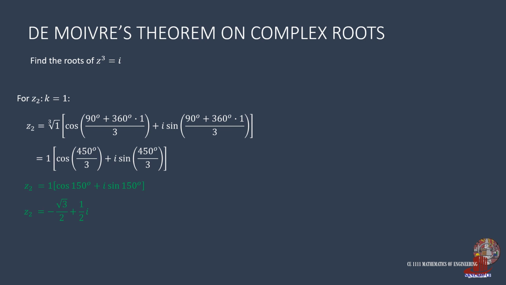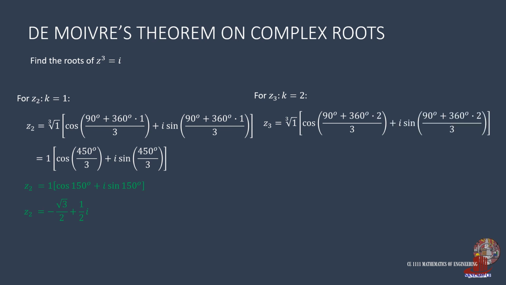The last complex root applied, k equal to 2 into the equation, making the new argument as 90 plus 360 times 2 or 810 degrees. The equation is then simplified into 1 cosine of 270 plus I sine of 270 degrees. In rectangular form, 1 cosine of 270 is 0, and 1 sine of 270 is negative 1 with I. So Z3 is taken as negative I.